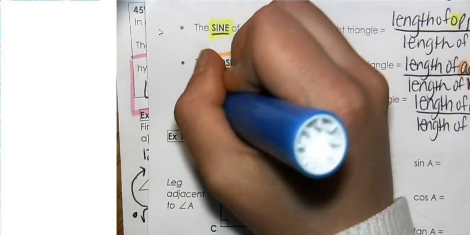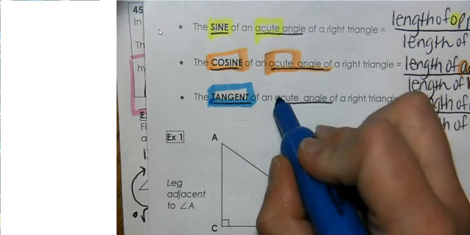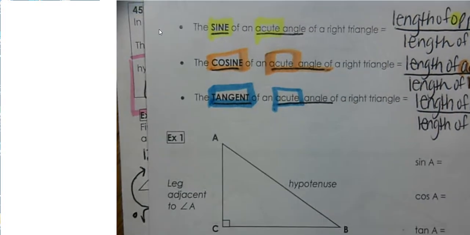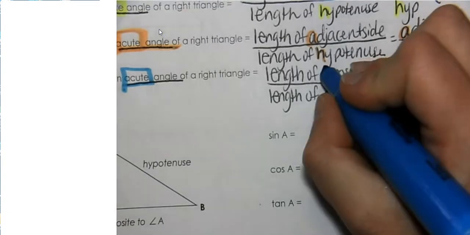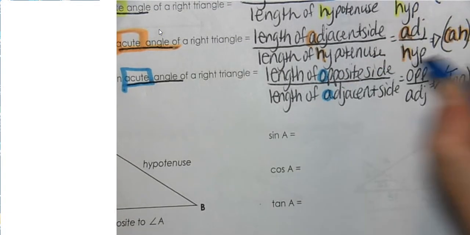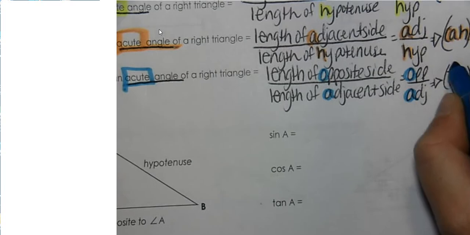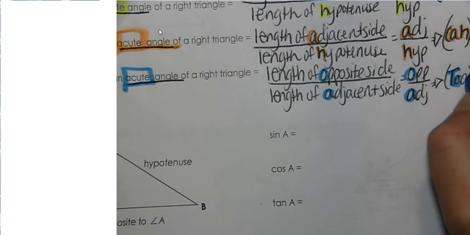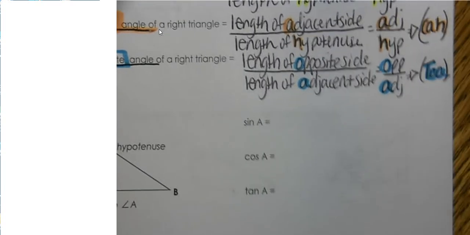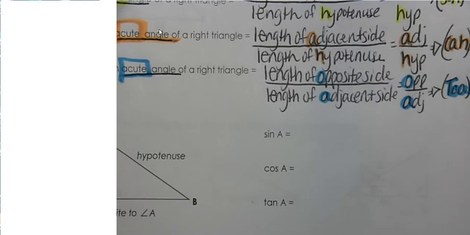It is the tangent of an acute angle of a right triangle that's going to be equal to the length of the opposite side divided by the adjacent side. This is where the TOA comes from. SOHCAHTOA. So let's go ahead and review some of these terms again.